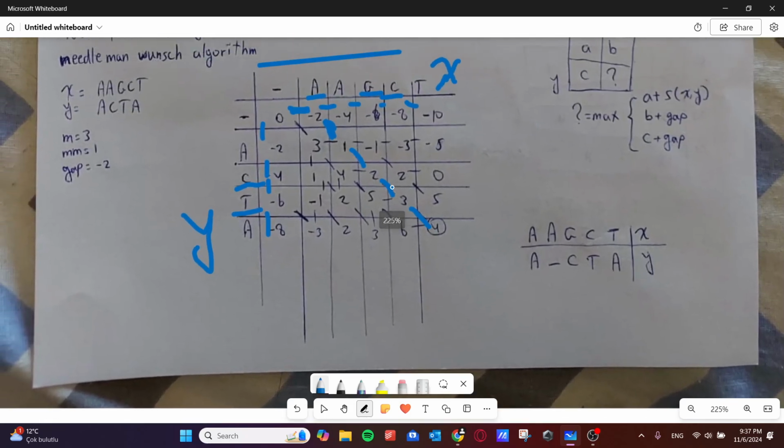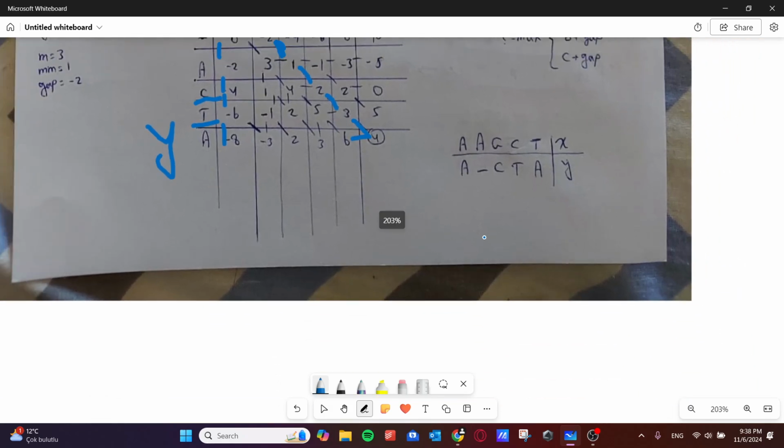You can take any lines you want just to reach the top left. But in the end, you have to reach the top left. Okay. So let's take not the diagonal this time. Let's take the horizontal line.